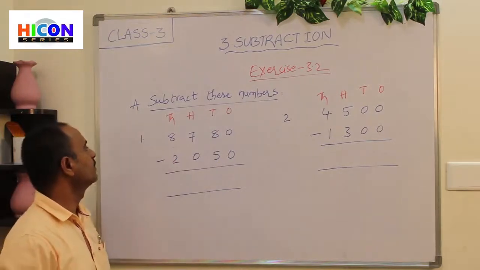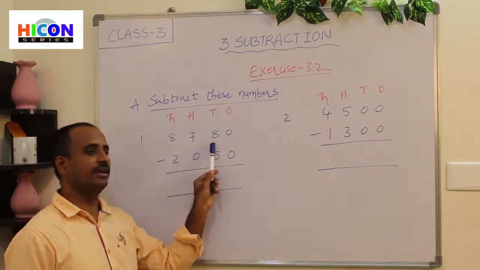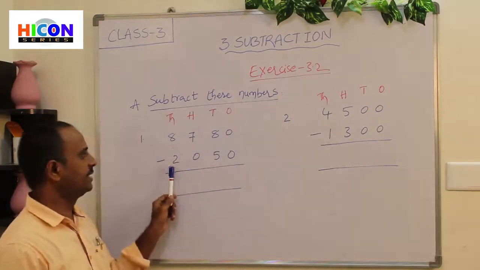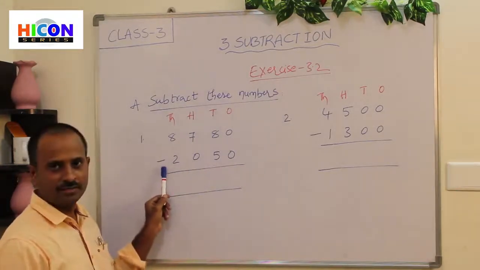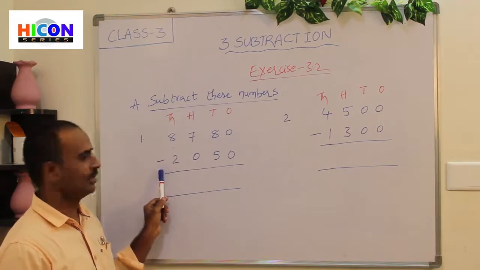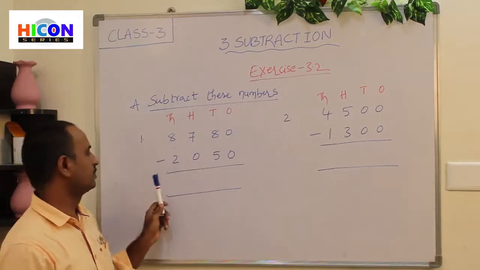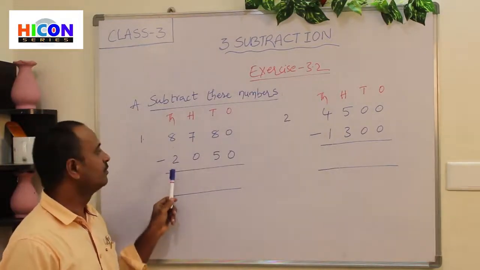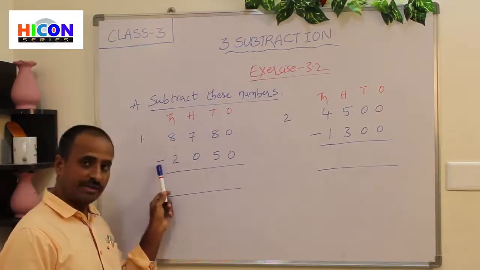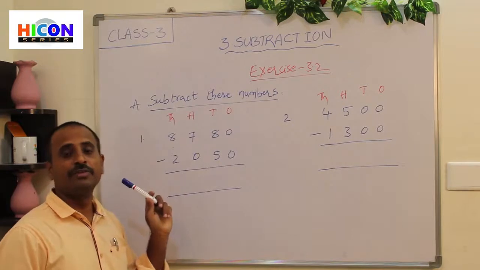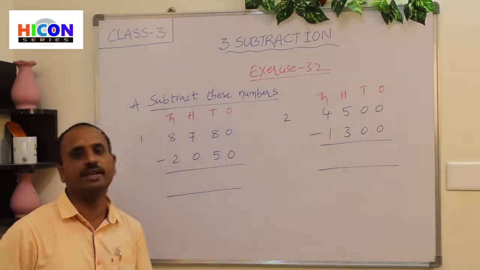See the first problem. Two numbers are given. The first number is 8780 and the second number is 2050. And the symbol is called minus. If there is the symbol minus, that means we have to subtract these two numbers. If there is the symbol plus, that means we have to add these two numbers. So by identifying this symbol, we can check whether the problem has to be solved by using addition or subtraction.